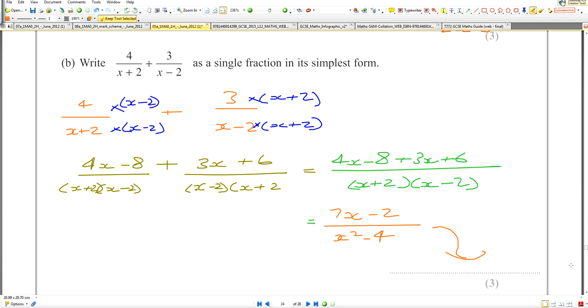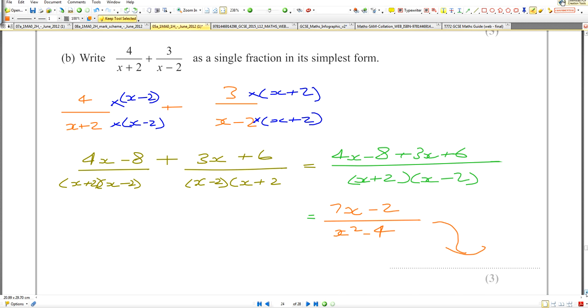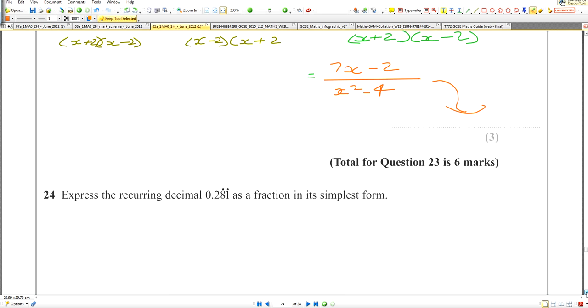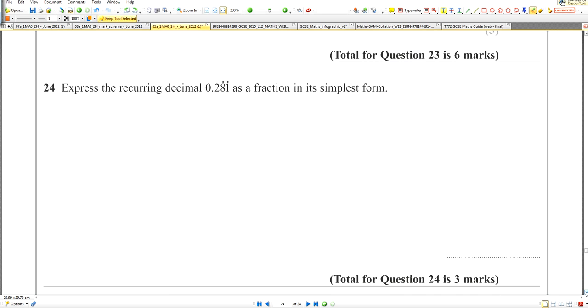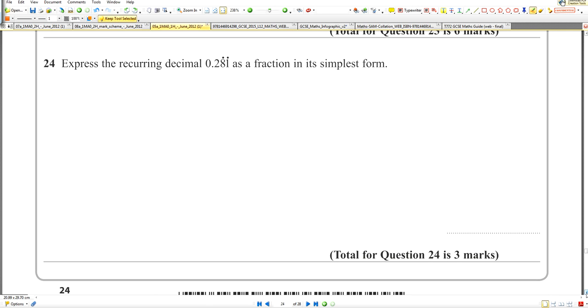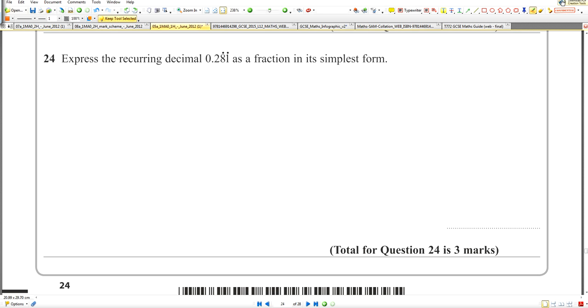I think we've got one more question left now. No, actually we've got 2 more questions left. Okay, express the recurring decimal 0.281 as a fraction in its simplest form. So what do we say? We say let x equal 0.281. So which part is recurring, by the way? All of it? 81. Just 81. So 81 and then 81.